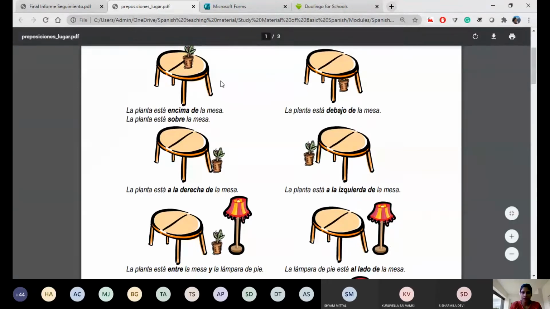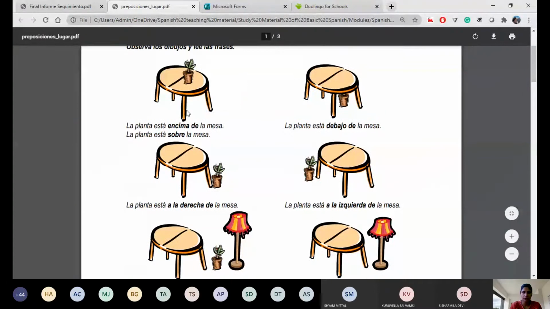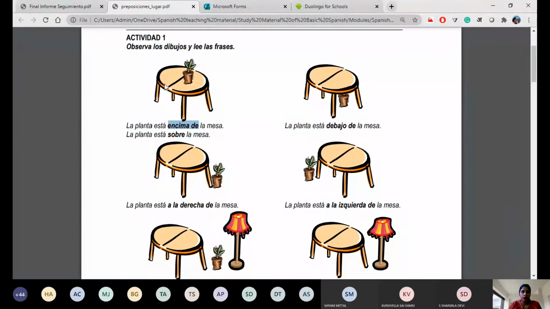The first example: the plant is on the table. Can you see the plant is on the table here? Can you see my cursor moving? Okay then. So here the plant is on the table: la planta está encima de la mesa. You see la planta, then está, and then encima de, which is on top of la mesa. So the plant is on top of the table. La mesa is this, the round one which has legs here.